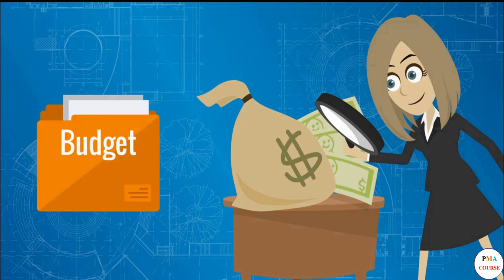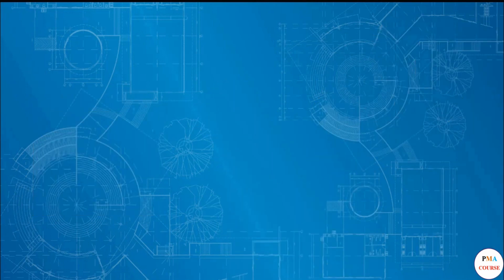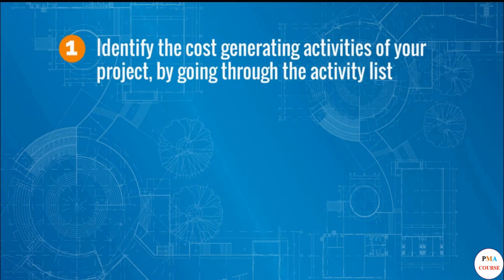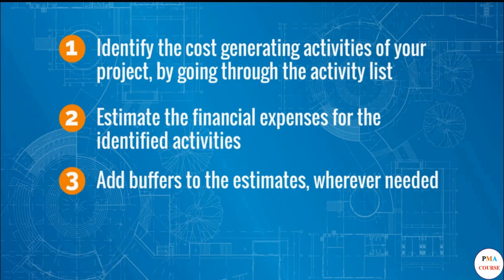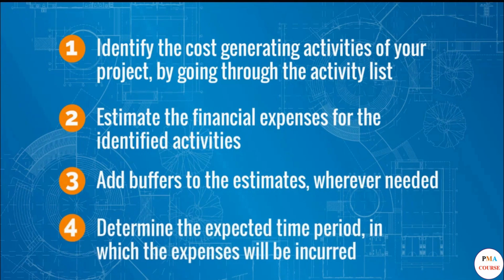Remember? Let's quickly repeat these steps. 1. Identify the cost-generating activities of your project by going through the activity list. 2. Estimate the financial expenses for the identified activities. 3. Add buffers to the estimates wherever needed. And finally, 4. Determine the expected time period in which the expenses will be incurred.